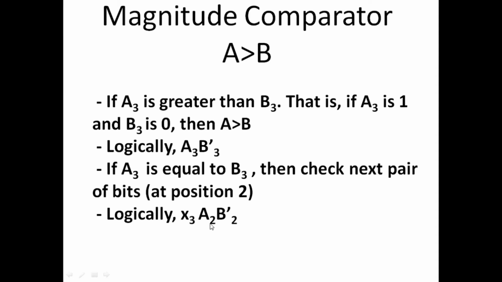Dot means AND. a2 b2 prime means the bit at the next position a2 is greater than b2. That is, a2 is 1 and b2 is 0, so b2 prime would give us 1. Whenever this term gives 1, this means that the bits at the most significant position are the same, and in the next pair, A2 is greater than B2. That is, A2 is 1 and B2 is 0. So this term would tell us if number A is greater than B or not.